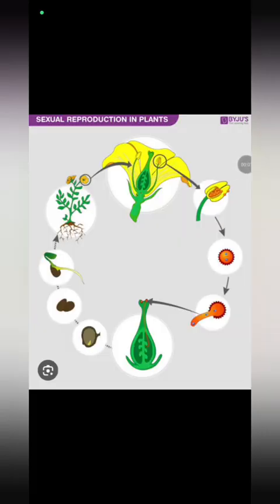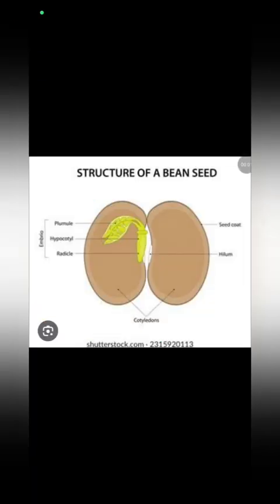Today I am here to explain to you reproduction in plants. So let's begin. Reproduction in plants. Plants reproduce using seeds, stems, leaves and roots. Most plants grow from seeds, though not all seeds grow into new plants due to various reasons like being eaten or damaged.